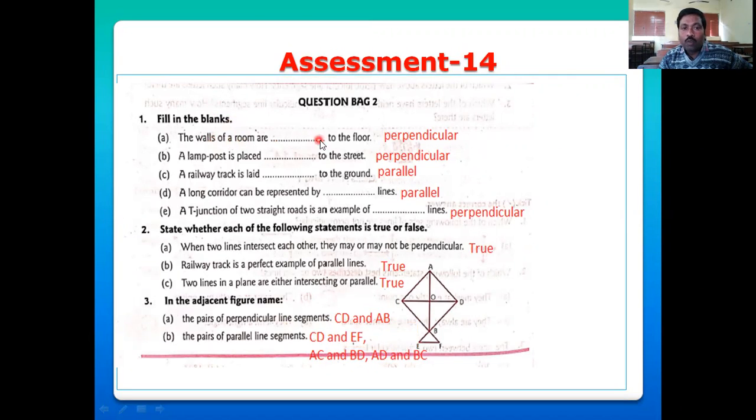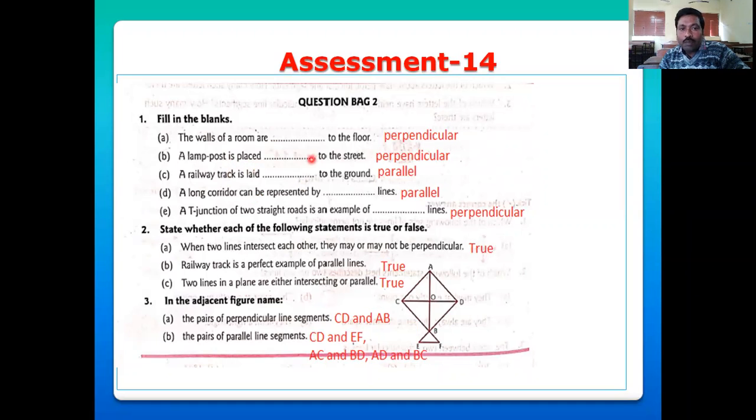Okay, now in question bank B2, fill in the blanks. The walls of a room are dash to the floor. So when you see the floor here, this is the floor and this is the wall, and the floor makes a 90-degree angle, and the 90-degree angle is called perpendicular. Suppose this is the floor and this is the wall. Okay, so this is the perpendicular.